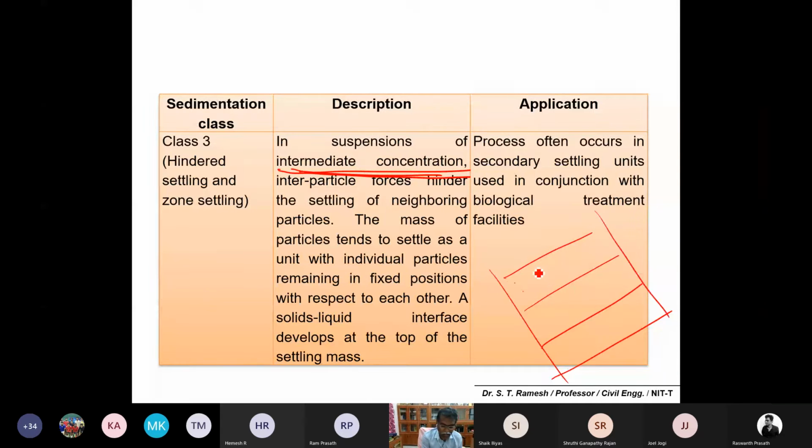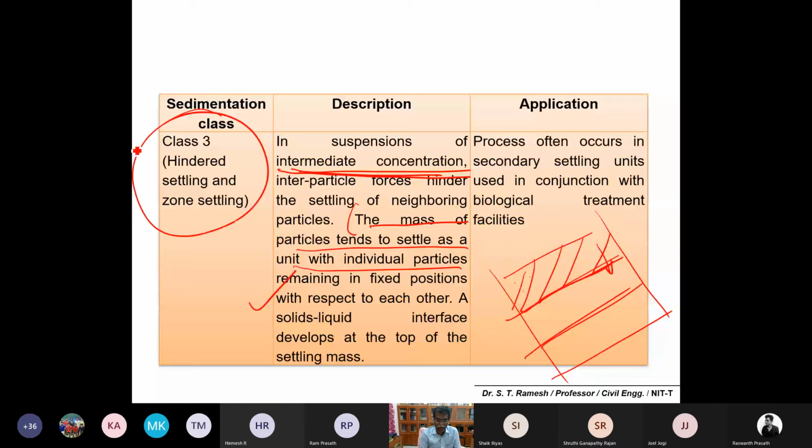So please make a note: the mass of particles tends to settle as a unit, with individual particles remaining in a fixed position. It will move zone by zone with respect to each other. You can also find a clear-cut interface between the solid and liquid. The solid-liquid interface develops at the top of the settling mass. So this is about type 3, the zone settling process.